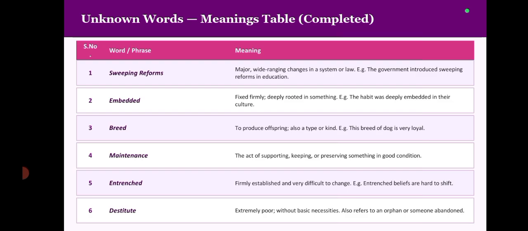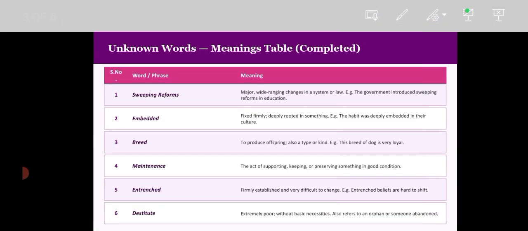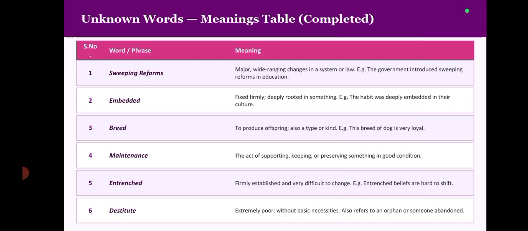Then the word is destitute. Destitute means extremely poor, without basic necessities, also referring to an orphan or someone abandoned. But destitute also means greeb, maskeen. It is not certain that destitute means only someone who is extremely poor. Destitute means who doesn't have parents also, who doesn't have the basic necessities of life as well.